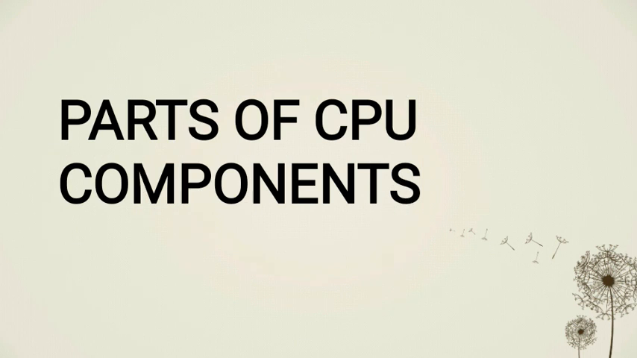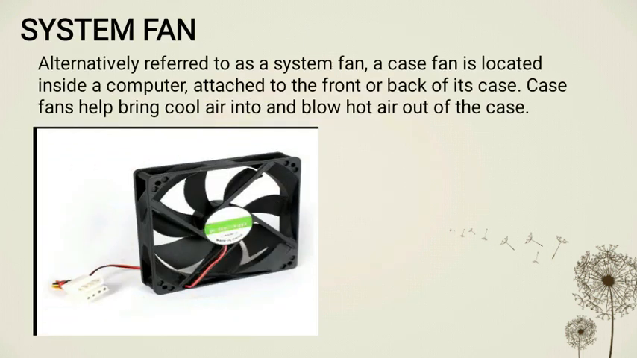Parts of the CPU components. One, system fan. Alternatively referred to as a case fan, a system fan is located inside a computer, attached to the front or back of its case. Case fans help bring cool air in and blow hot air out of the case.